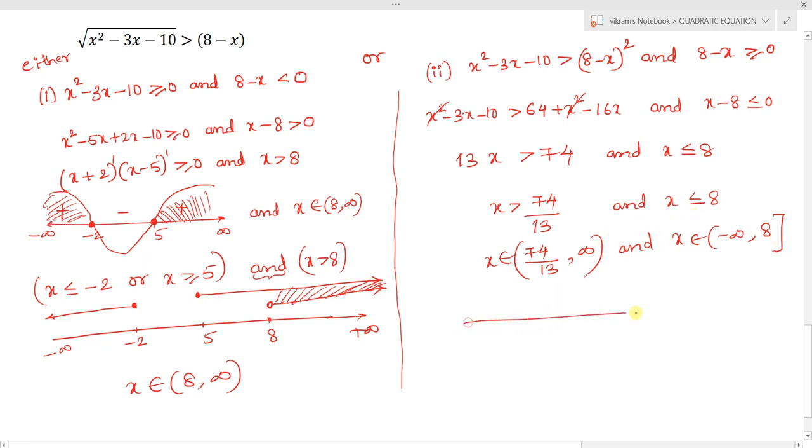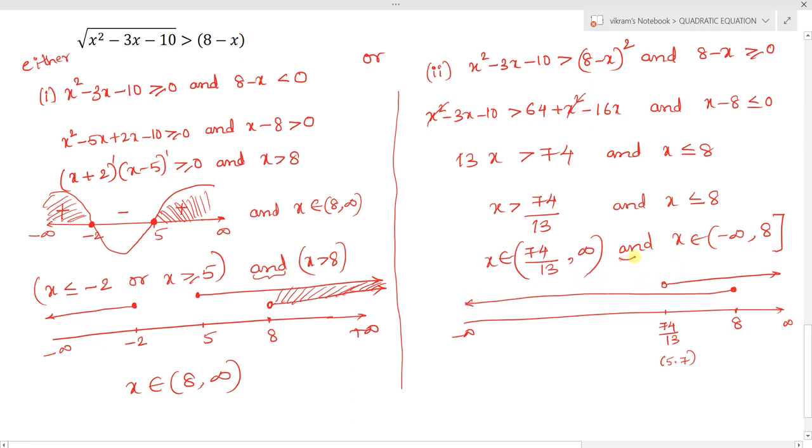Now on a real scale, how can we represent this from minus infinity to plus infinity? 74 by 13 is approximately 5.7, so 5.7 to infinity. 74 by 13 is not included and it goes to infinity. This is the representation. And x belongs to minus infinity to 8, where 74 by 13 is approximately 5.7 and here we have 8. 8 is included, so from minus infinity to 8.